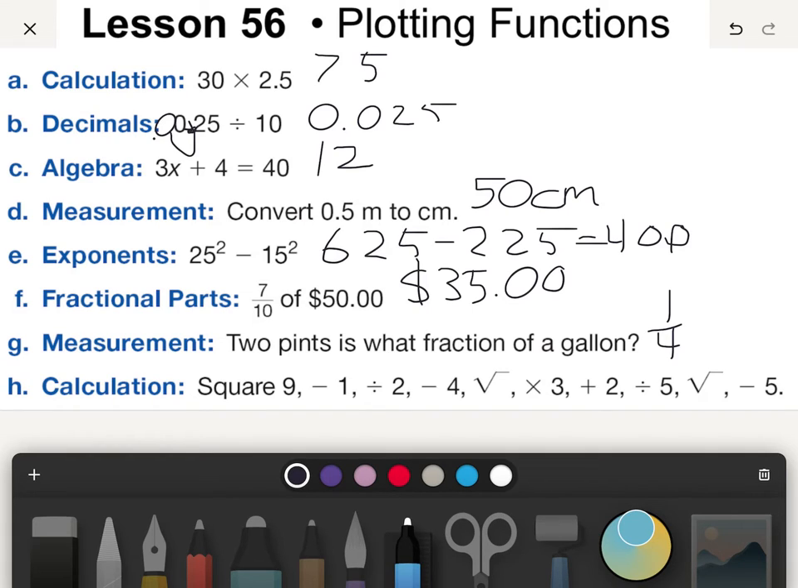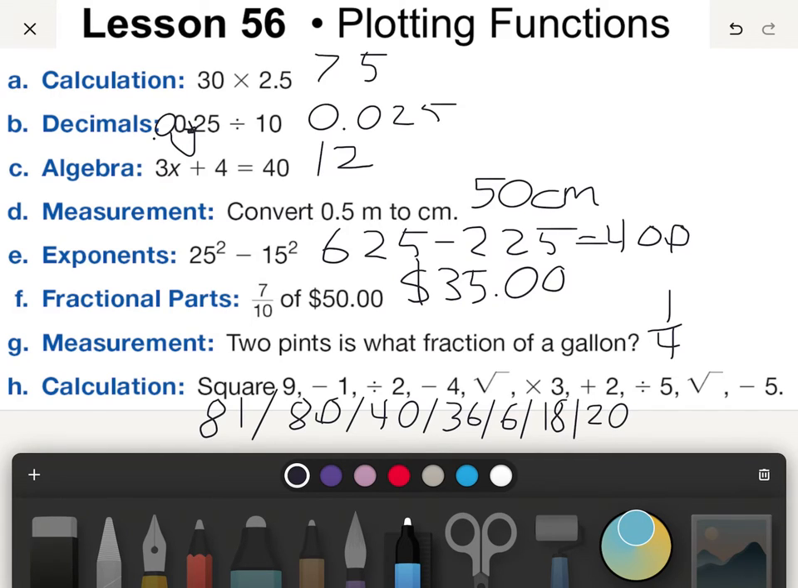Alright, so then square 9, that's 81. Minus 1 is 80. Divided by 2 is 40. Minus 4 is 36. Square root is 6 times 3 is 18. Plus 2 is 20. Divided by 5 is 4. Square root of 4, that's kind of funny, really. 2. Then minus 5 is negative 3.